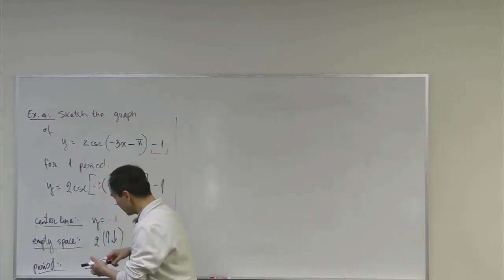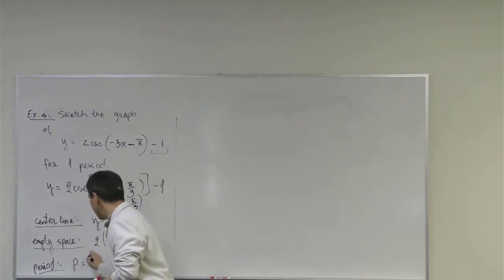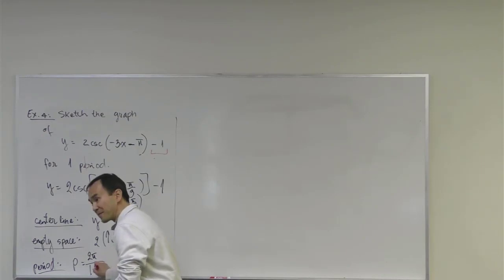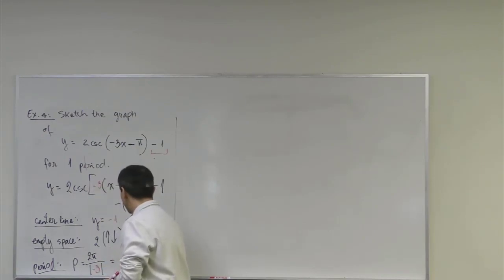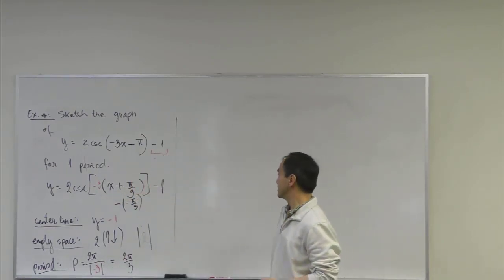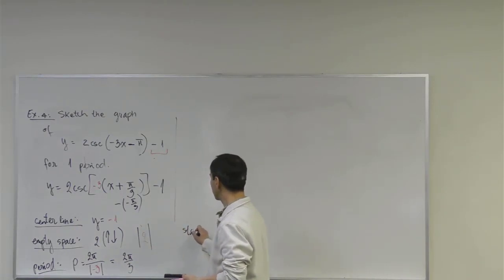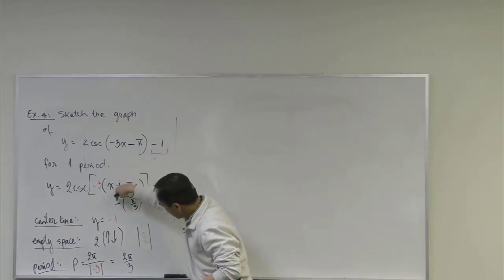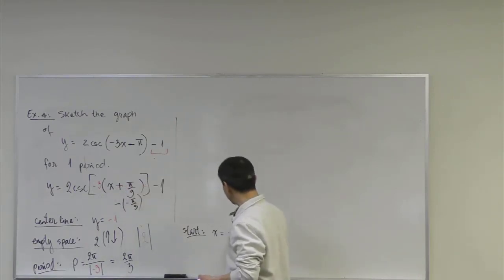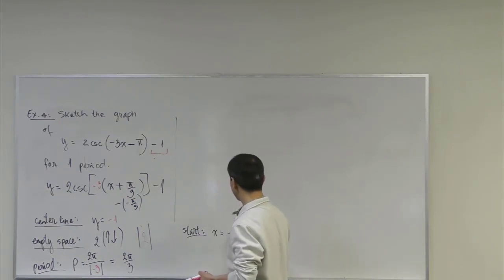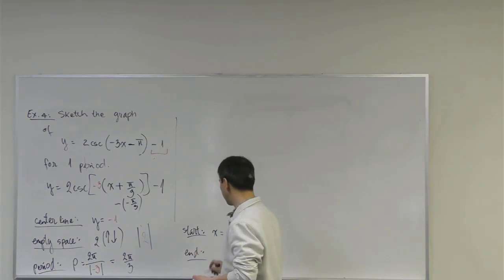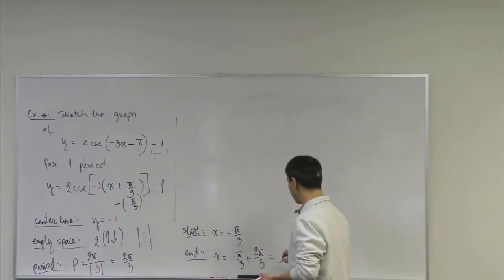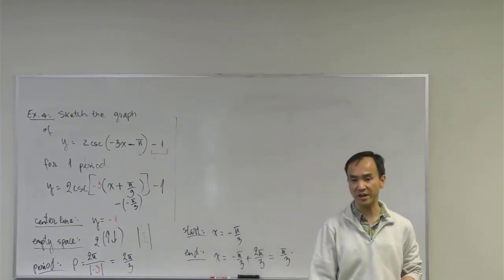Now with this negative 3 right here, the period is the standard 2 pi divided by the absolute value of negative 3. That makes it 2 pi over 3 for the period, the window around. And then the starting point for our graph happens at x equals negative pi over 3, since we wrote plus pi over 3 as minus negative pi over 3. And then the ending point, starting at negative pi over 3 and adding the 2 pi over 3, makes it positive pi over 3. We have all of that information and are ready to get the graph.